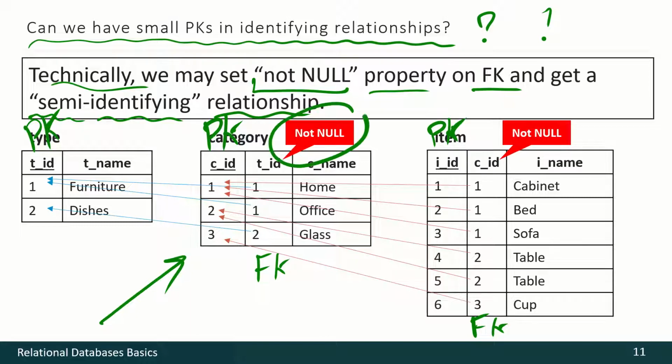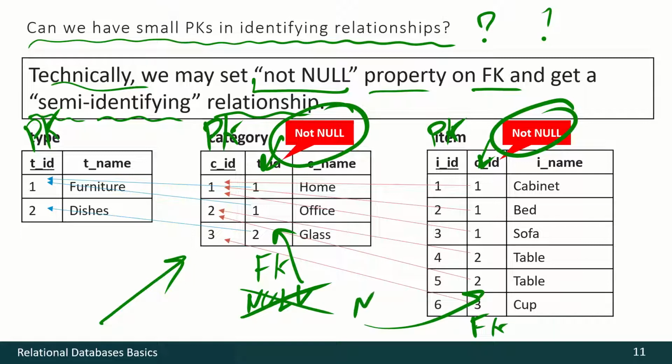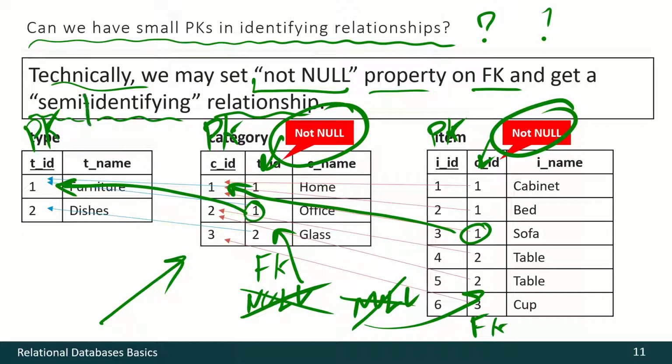And look at this. We set not null property on any foreign key, so we cannot put this null value here. We cannot put that null value here. So any record from here has to be related with some record from here. Any record from here has to be related with some record from here. So that's a kind of identifying relationship. But as long as the foreign key is not a part of the primary key, we call it semi-identifying. It's not really a technical term, but we have to name it somehow.